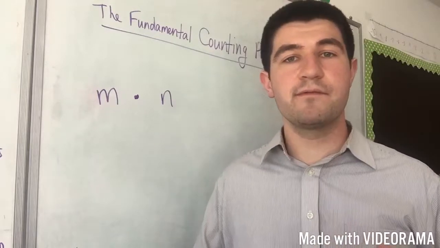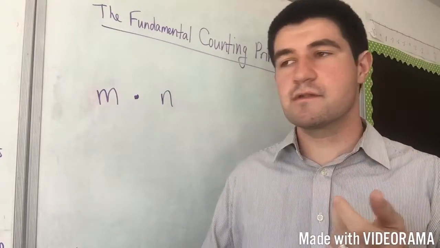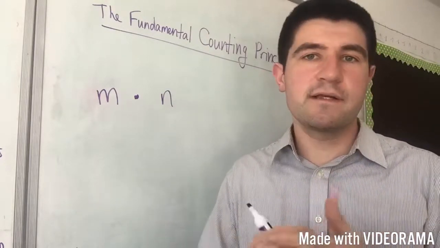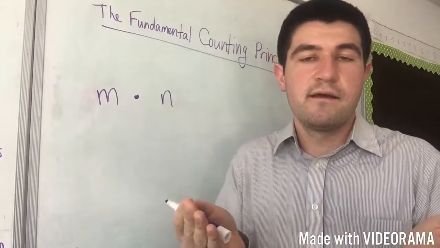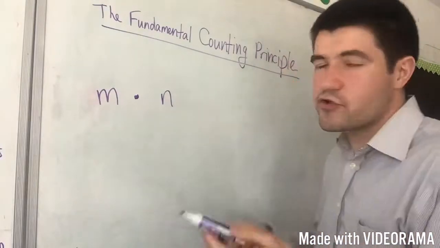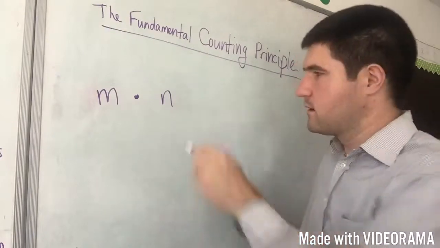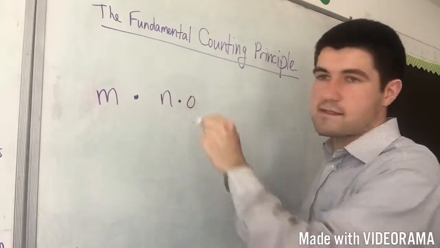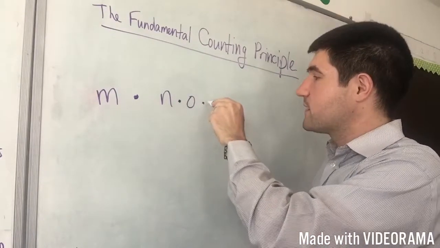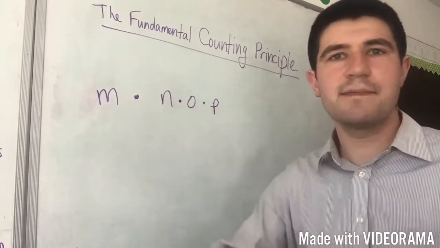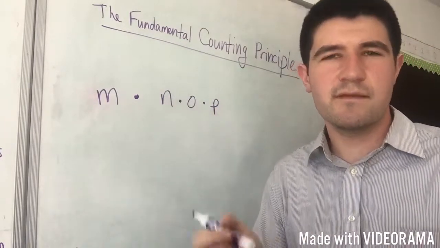In our example, we had 3. We had shirts, pants, and shoes. So the same rule applies. We just multiply by the next number. Okay, so in general, it would be m times n times the next letter, o, times p. And this could go on for as many categories as you have. You just multiply them all together.